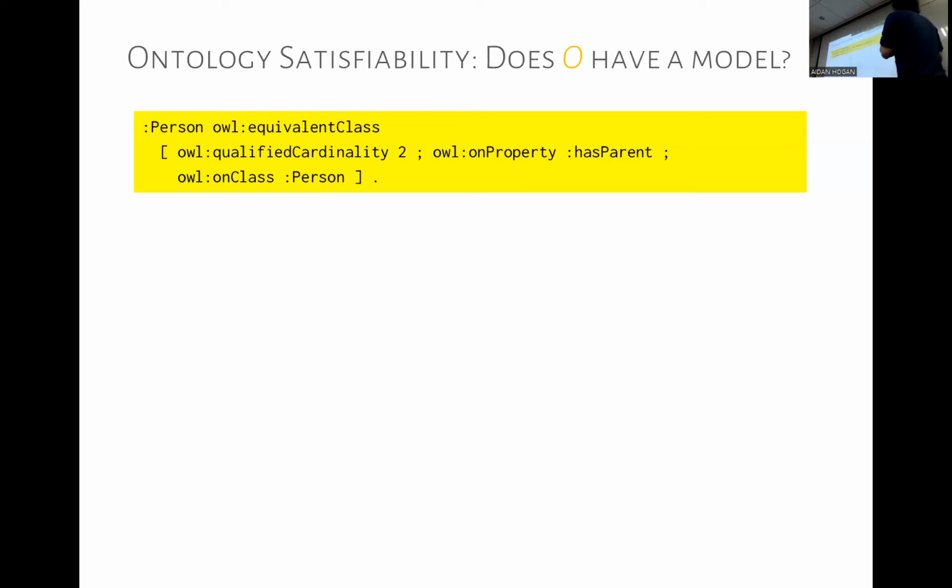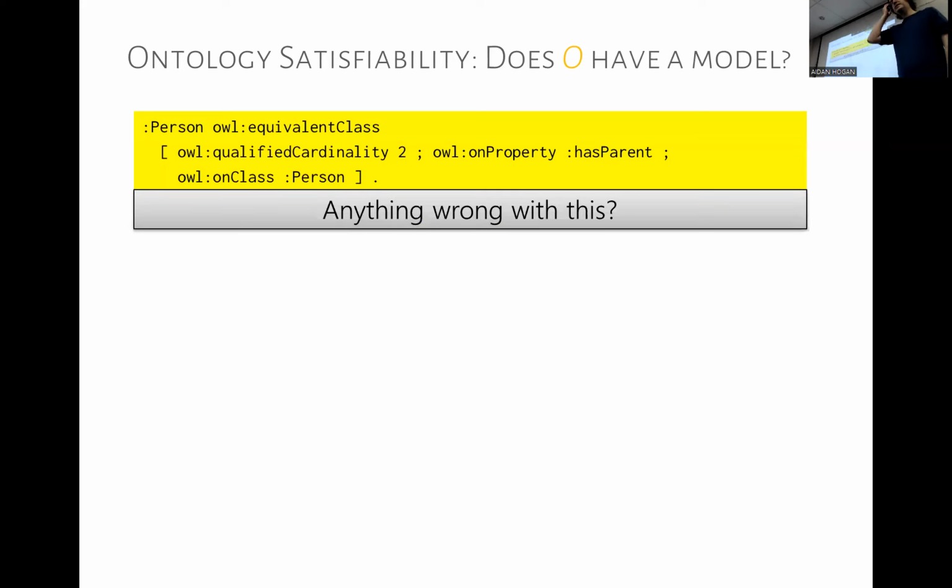In this case, we have Person is equivalent class, qualified cardinality 2, on property hasParent, on class Person. So we're saying a person is equivalent to the class of things that have two parents that are people. Probably biological parent would be better, but okay. So, is there anything wrong with this? Would this make sense, let's say it was biological parent as well? Any exceptions?